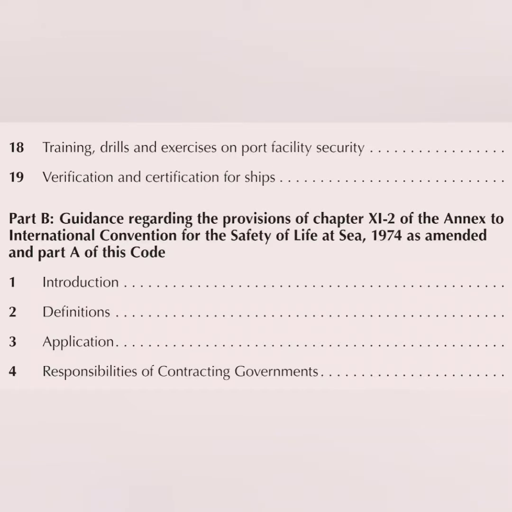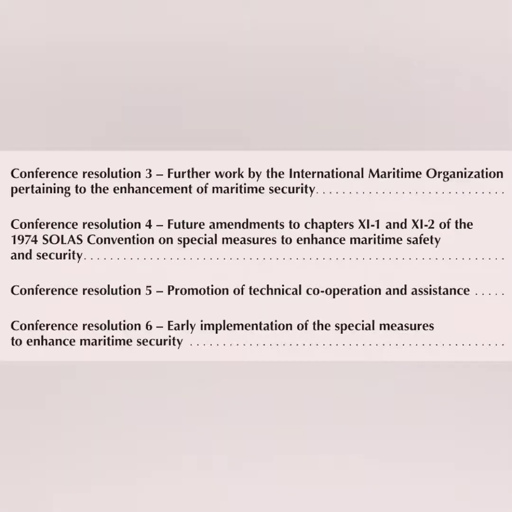And as you can see, the numbering and naming of the chapters is exactly the same, except that this is a recommended standard, so a general is not involved. The first chapter is given to the introduction, then as usual definition, application, and then starting with the responsibility of contracting government, going through the procedure to be followed by the ships, and then the port facilities. And finally, there are 9 resolutions at the end of this ISPS code.